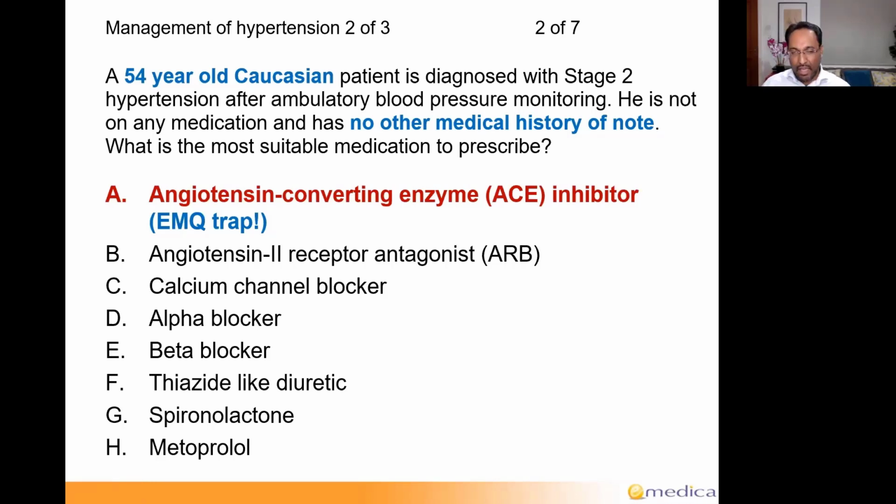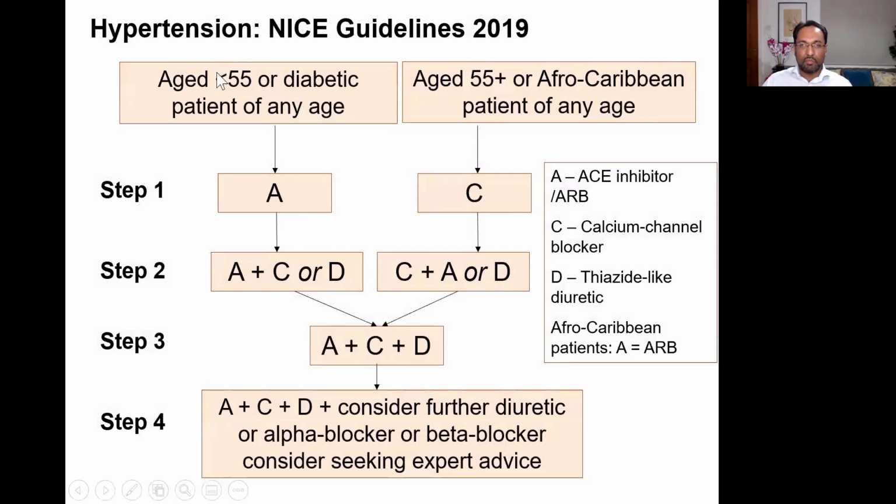See, each question is separate in an EMQ. And so sometimes all of them in the set will have the same answer. If that's what fits, select the answer that fits the scenario rather than looking for patterns or conspiracies, because there aren't any. So it's really important that you select what fits. Again, same guideline, right? Look, patient wasn't diabetic. They weren't Afro-Caribbean, so we look at age. His age was under 55, so you start on A, and so ACE inhibitor would be first line.